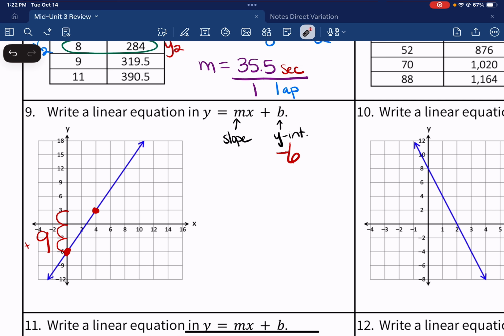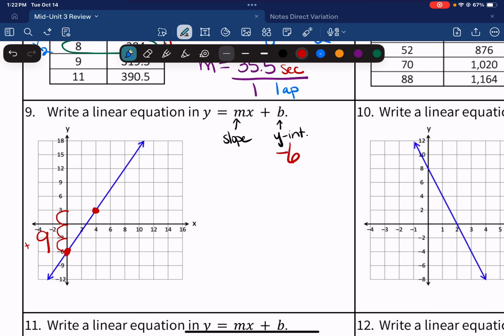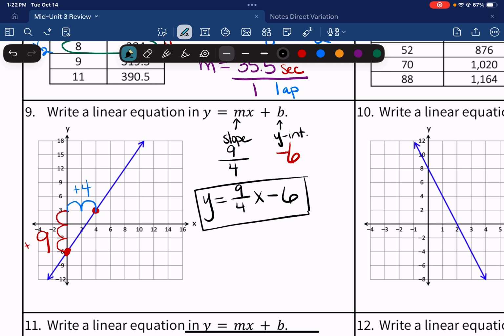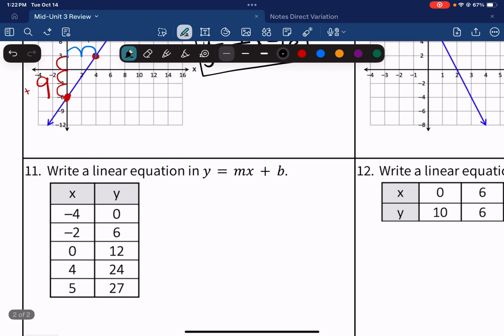And then my x-axis, if you look right there, those values are counting by 2s. Every square is worth 2 units. So my run is 2, 4. So this is a +4. So I know my slope is a +9 over a +4. So I can just rewrite this as y equals 9 over 4x minus 6. And there's my answer.